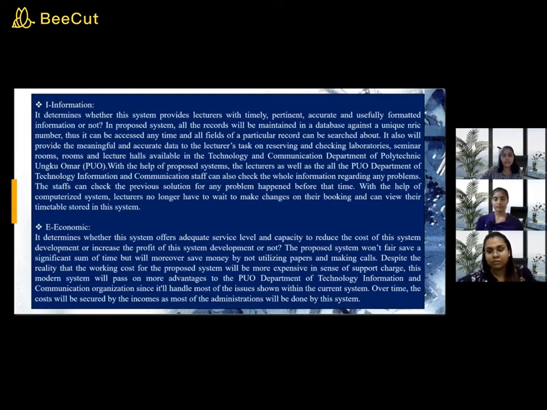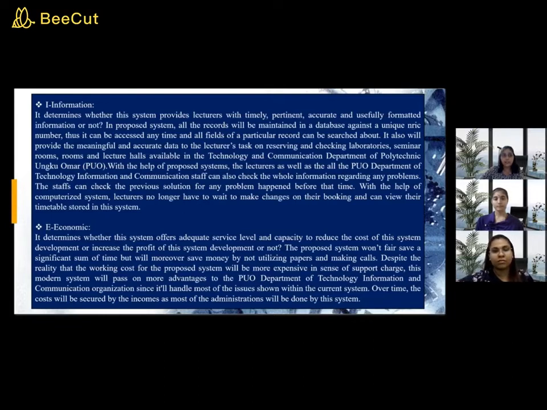With the help of the proposed system, the lecturers as well as all the PO Department of Technology, Information and Communication staff can also check the whole information regarding the problems. The staff can check the previous solution for any problems that happened before. With the help of the computerized system, lecturers no longer have to wait to make changes on their booking and can view their timetable stored in this system.